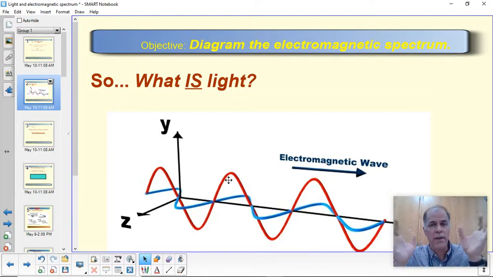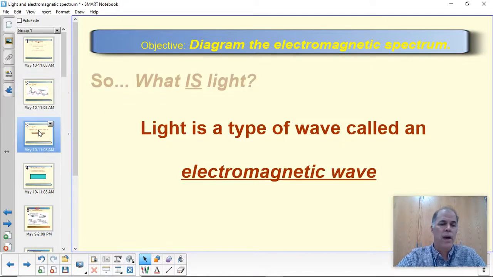Now, conservation of energy still applies. So when the magnetic field appears, it transfers its energy into the electric field that it creates. And when that electric field appears, it transfers its energy into the magnetic field that it creates, and so on. So it oscillates from electricity to magnetism and propagates in one direction at the speed of light. And that's what light is. It's a way for energy to travel through open space. Okay, so light is a type of wave called an electromagnetic wave.